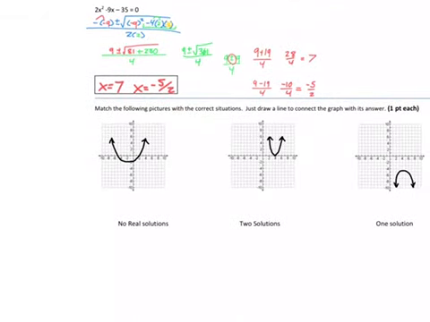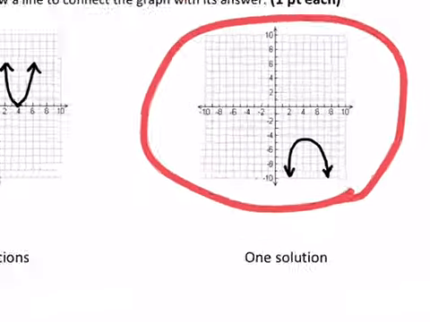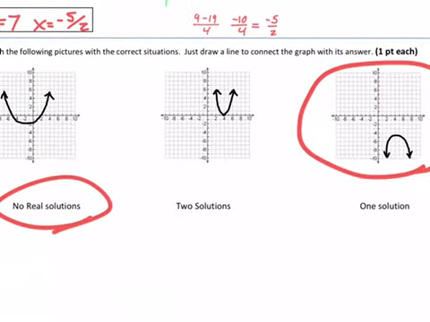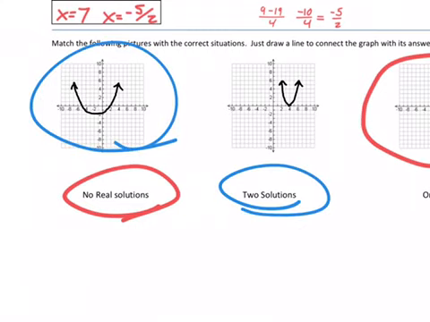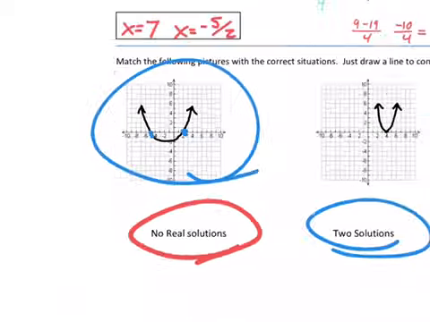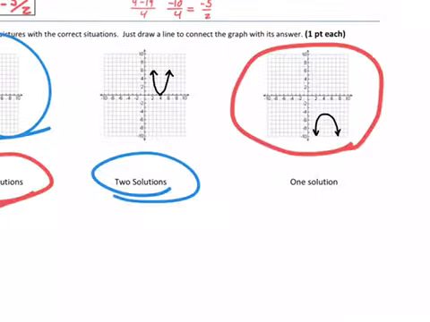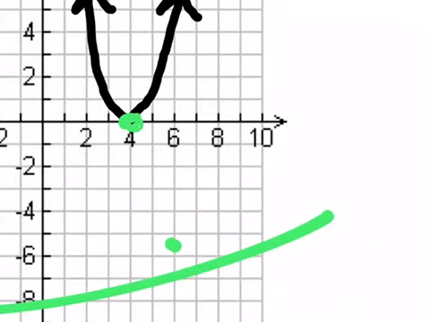All right, so on this you're matching up the picture with the proper number of solutions. No real solutions means we do not cross, nor will we ever cross the x-axis. That's this one here. All right, this parabola will never cross the x-axis. Two solutions is when we have two spots that we're crossing the x-axis. That's right here. All right, we see 1, 2 spots. Which then means one solution is where we just touch the x-axis once. And that's right here. Here is our one solution.